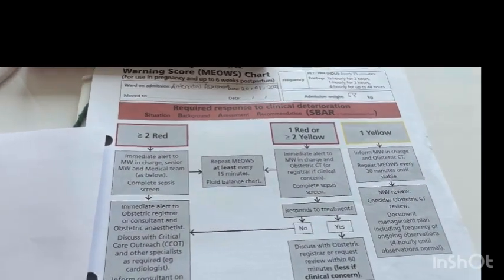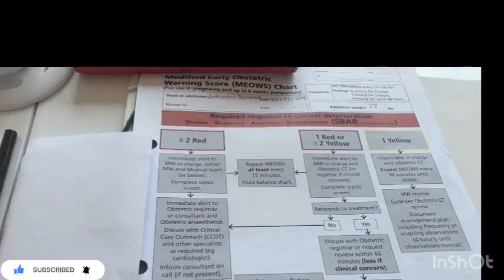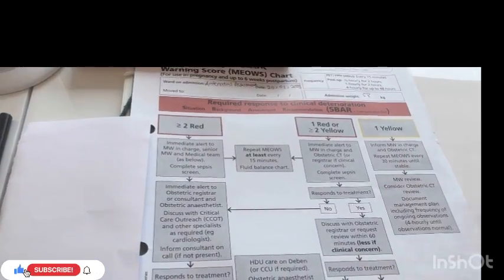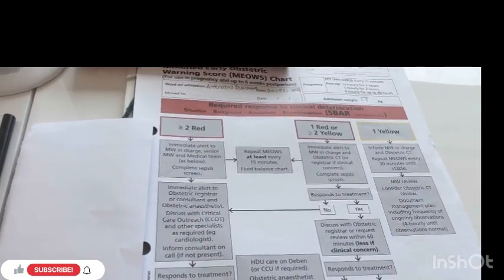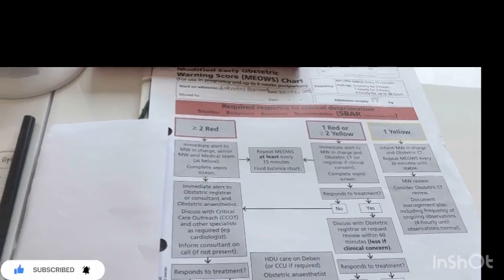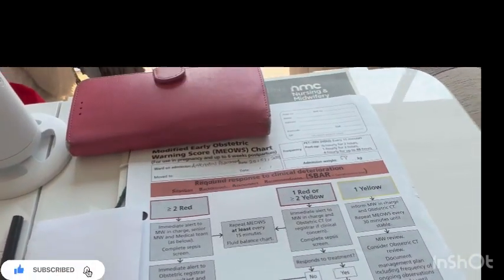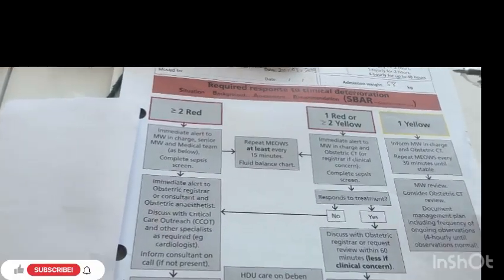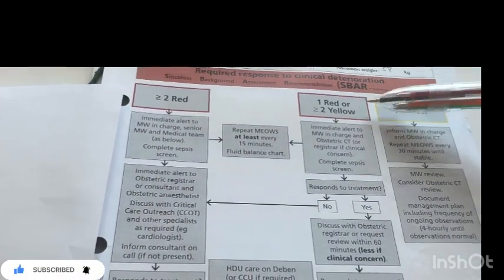So what I always say to candidates is that when you get a scenario at your recommendation stage, already your MEOWS chart is giving you some recommendations. Then you have to add on specific recommendations to it that is pertaining to the specific scenario that you got. So already you can get some recommendations from the first page of your MEOWS chart.